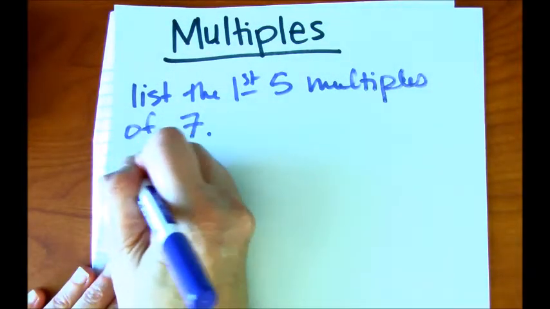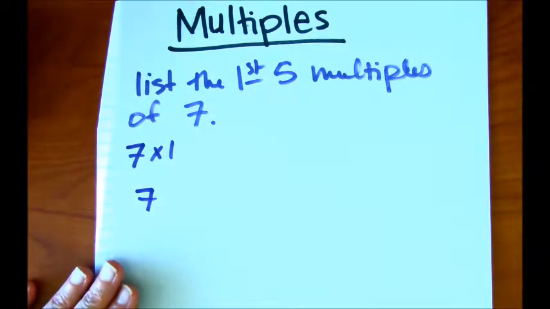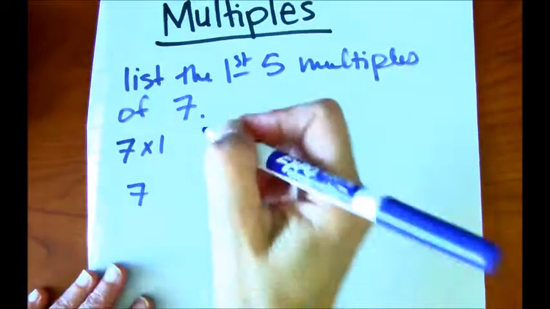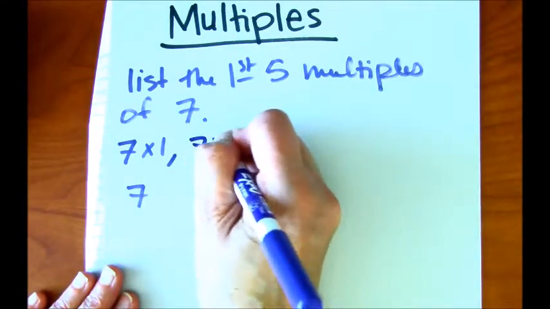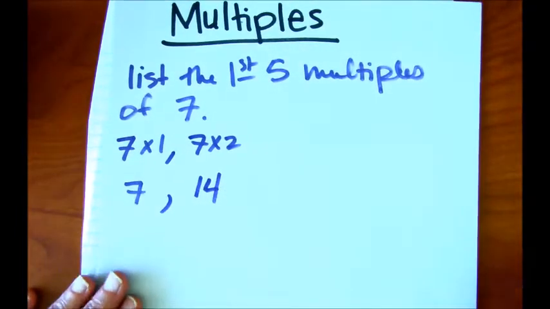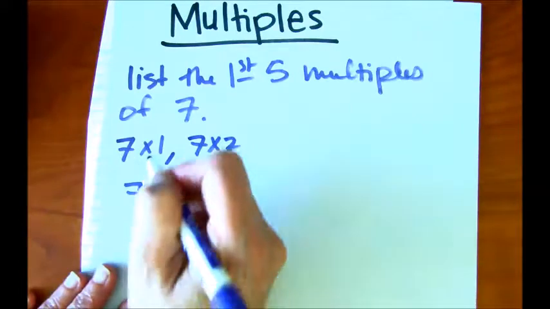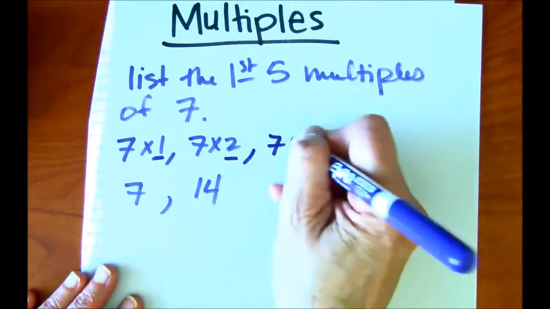Okay, now we're going to start off with 7 times 1. So 7 times 1 is 7. So we're always going to start off with the number that we are working with. So we're going to work with the number 7. We're going to start with 7 because that's 7 times 1. Then we want to think of, well, what if we multiply it by 2? 7 times 2. That's going to give us 14. And we're just going to keep going up.